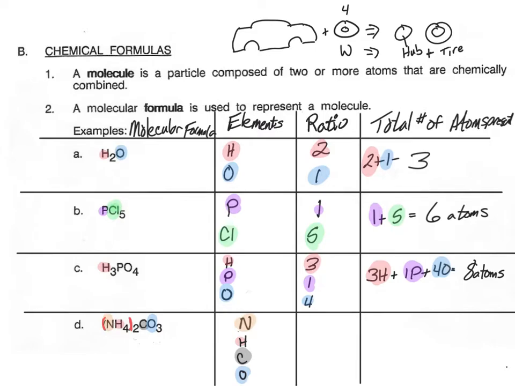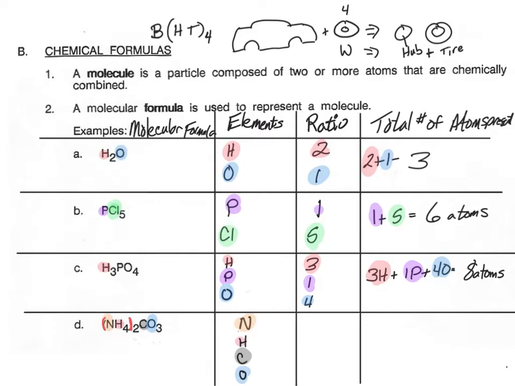And so the formula would have been body, and then hub, and tires, but there are 4 of those, so we'd put that in parentheses and put a 4 subscript to say that there's 4 hubs and 4 tires for a total of 4 wheels.